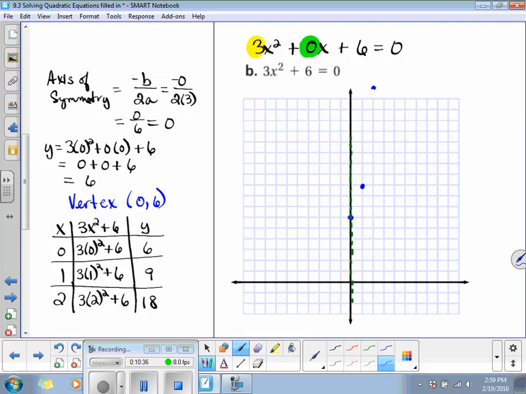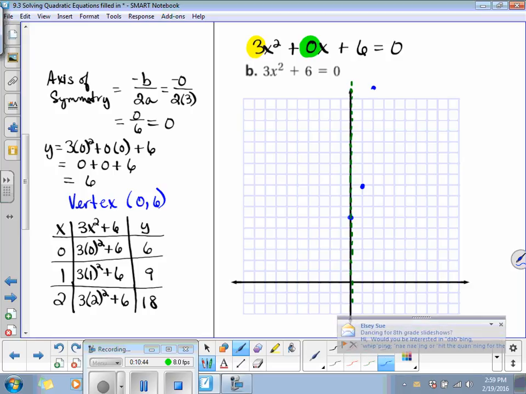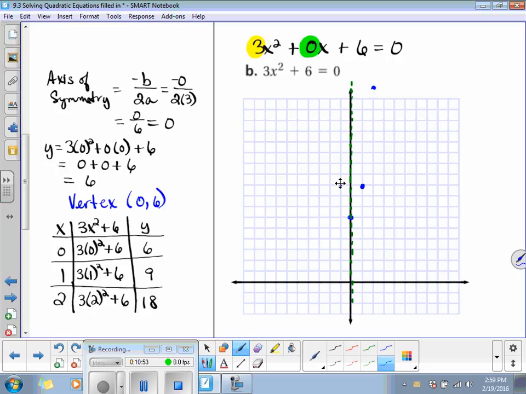Right? And now, because we have our axis of symmetry, we can put it on the other side. So we've got, let's see, 1 unit away over here, and 2 units away up here. So our graph looks like that. You got that?